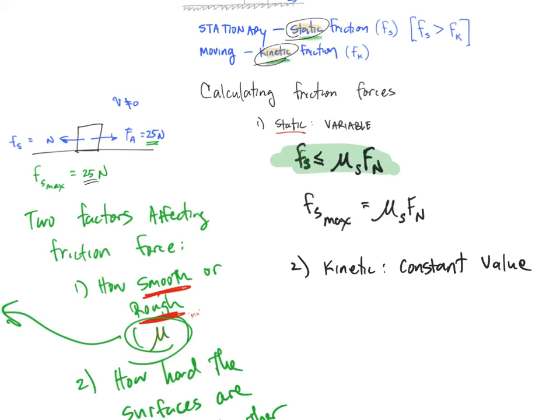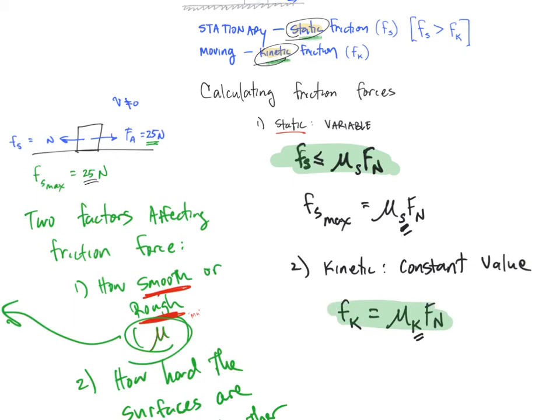So to calculate the kinetic friction force, which is F sub k, that's simply equal. I don't have to do an inequality. I don't need less than or equal. I can just say equal to, and it's just the same exact values, mu times the normal force. And the only difference here is that rather than mu sub s up here, we now have mu sub k. So there are actually two different mu's, two different coefficients of friction. One for the static case, and one for the kinetic case.